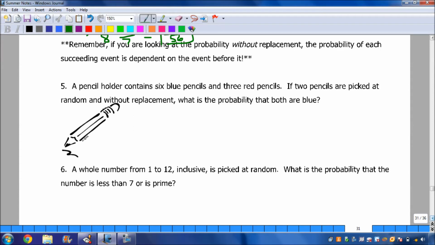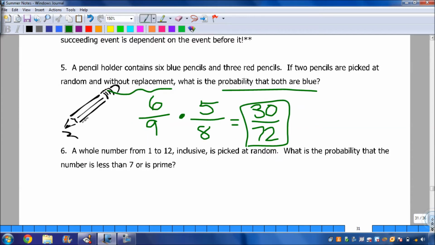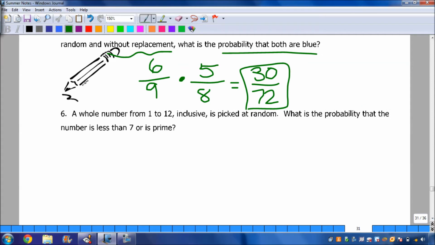Okay, so it says to find out the probability that both are blue without replacement. There's 6 out of 9 marbles that are blue. And then for the next one, the probability is going to be 5 out of 8 because I took 1 out. So the answer to this question should have been 30/72. Go ahead and try number 6. Don't forget to press pause.